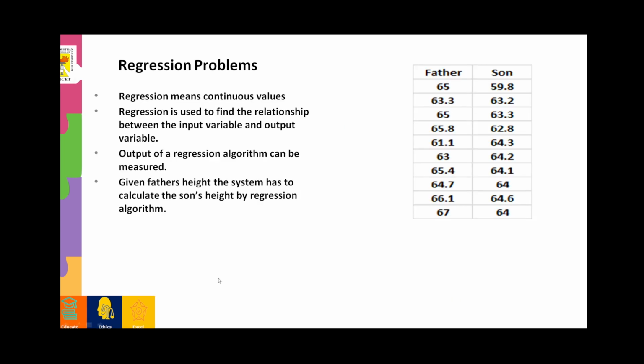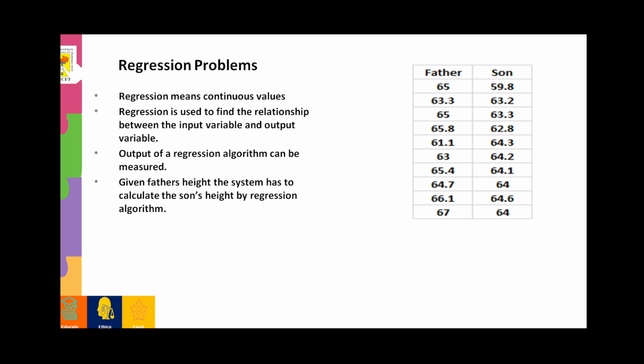To move on with regression, regression refers to continuous values. What is a regression algorithm? If the target variable is a numerical quantity, then we say that it is a regression problem. Regression helps to find the relationship between the input variable and the output variable, and to be very clear, the output variables can be measured.